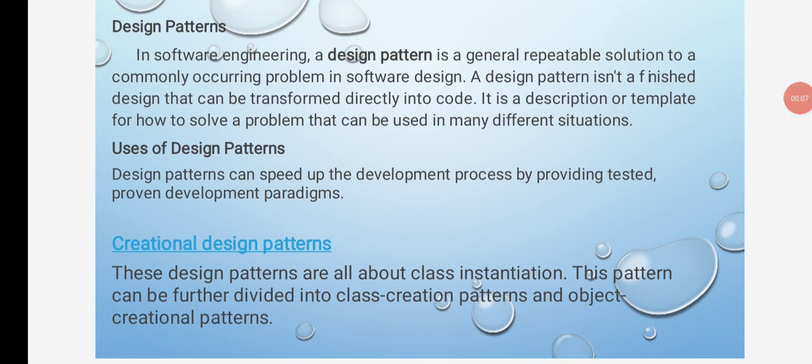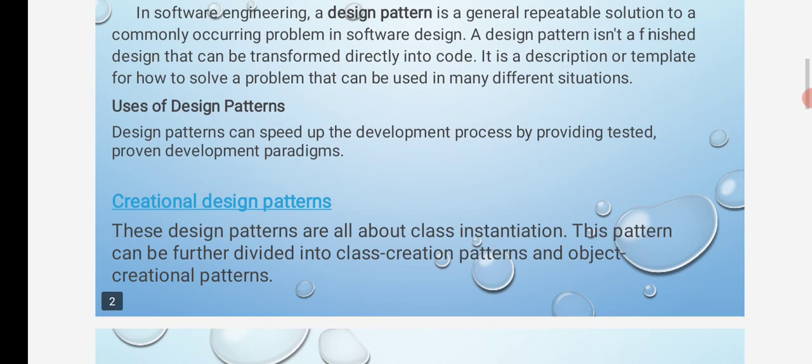Design pattern. In software engineering, a design pattern is a general repeatable solution to a commonly occurring problem in software design. A design pattern is not a finished design that can be transformed directly into code. It is a description or template for how to solve a problem that can be used in many different situations. Uses of design pattern: design patterns can speed up the development process by providing tested, proven development paradigms.